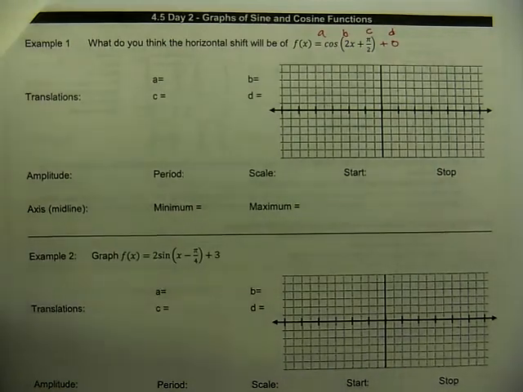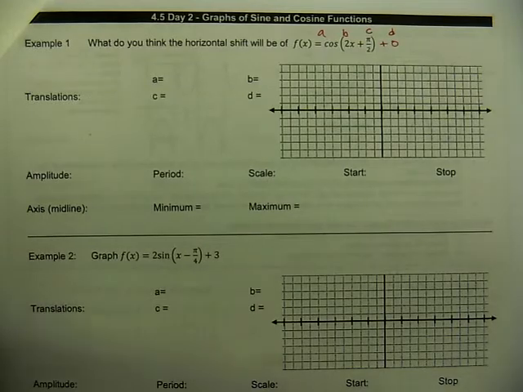Today we're continuing our graphing of sine and cosine, so it's the same process as what we saw in the previous video, and we're just adding a few details here. So we'll use example 1 and 2 to ask this question. What do you think the horizontal shift will be?